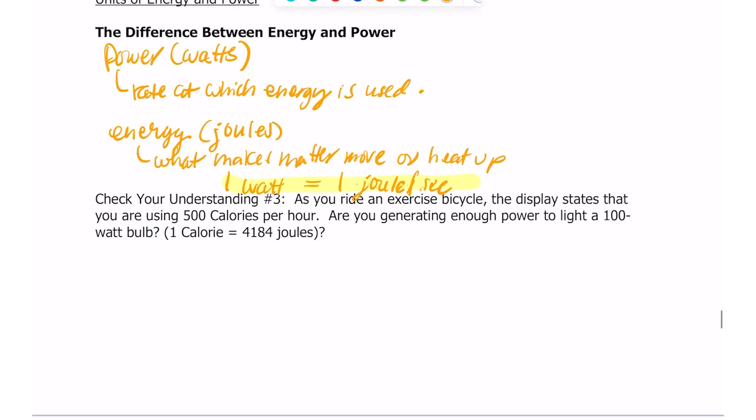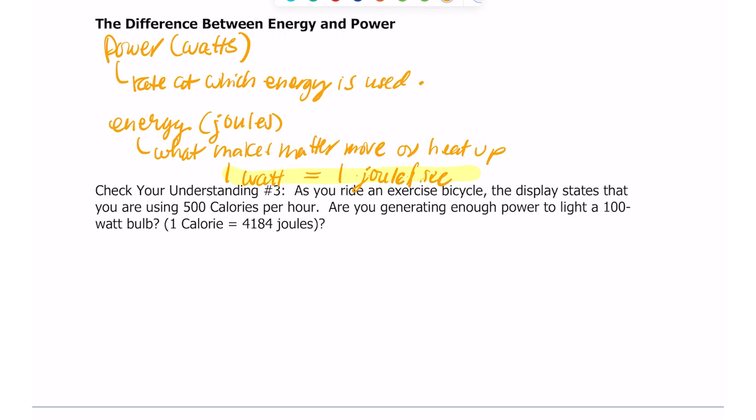Okay, I'm going to do the check your understanding here with you all so you get a little practice. As you ride an exercise bicycle, the display states that you are using 500 calories per hour. Are you generating enough power to light a 100 watt bulb? So 1 calorie is equal to 4,184 joules. So we know we're going to be using that. All right, so what do we know here?